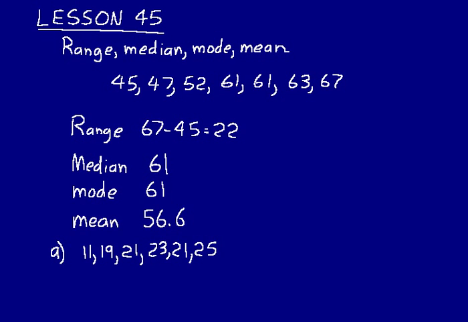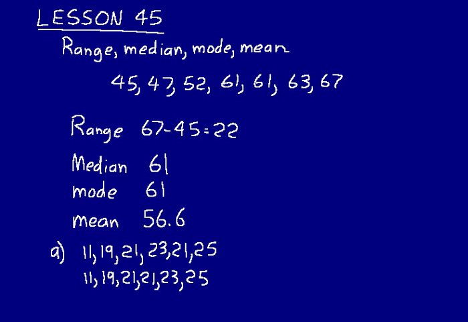Let's go ahead and do a practice problem. In practice problem A, I have a set of numbers there, and I want you to find the range, median, mode, and mean for those. Now, the best thing to do first is to get them in order from lowest to highest. And they're almost in that order, but let's just go ahead and rearrange 11, 19, 21, 21, 23, and 25.